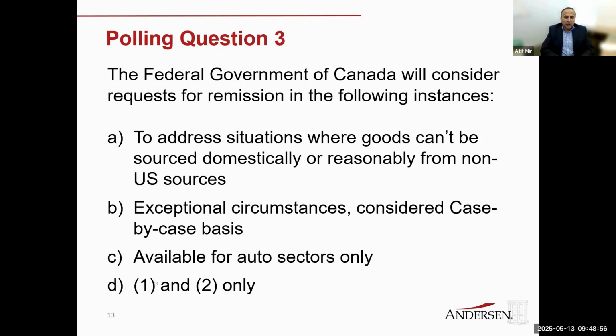But initially, the first 2 points came when the initial tariff was imposed by the US and Canada responded. It said that under certain circumstances, you can be given a relief, those circumstances being that you cannot source your product anywhere else other than the US.